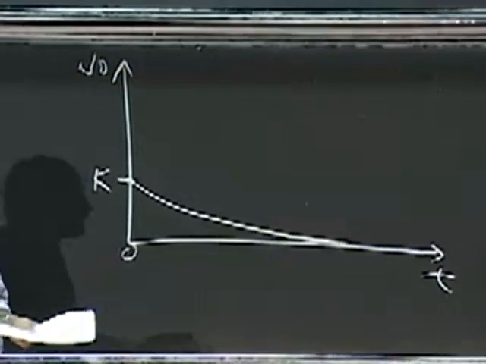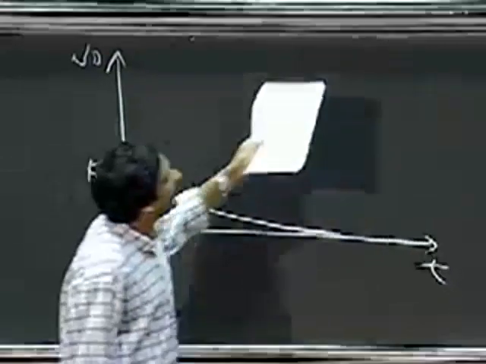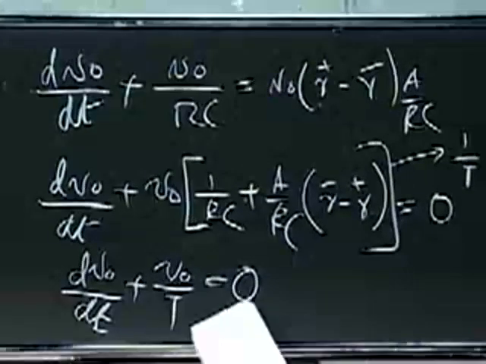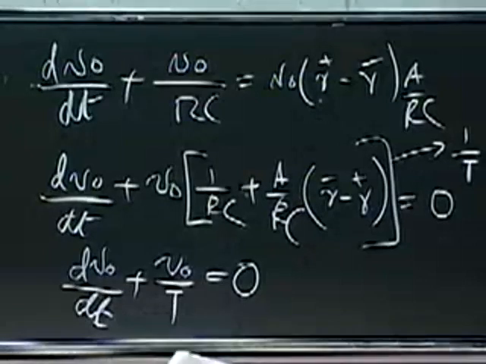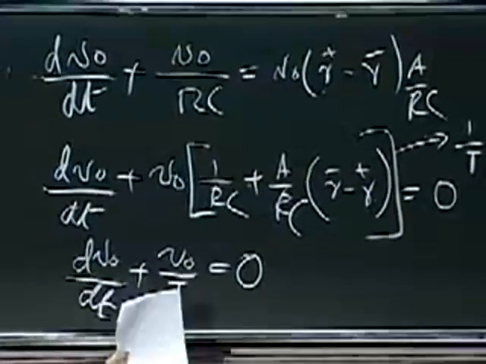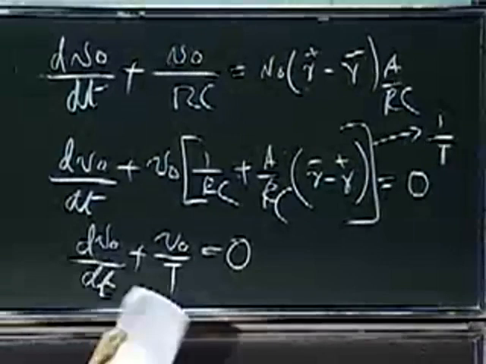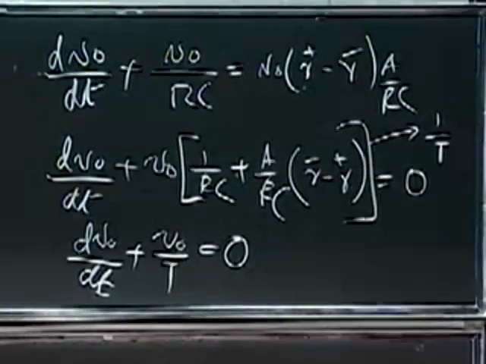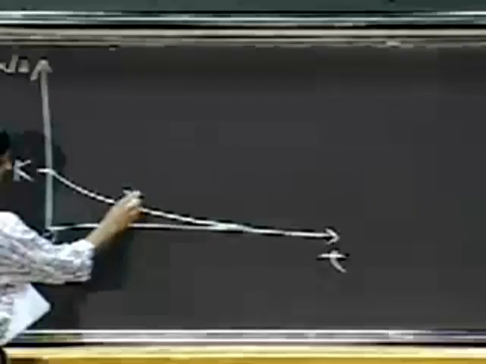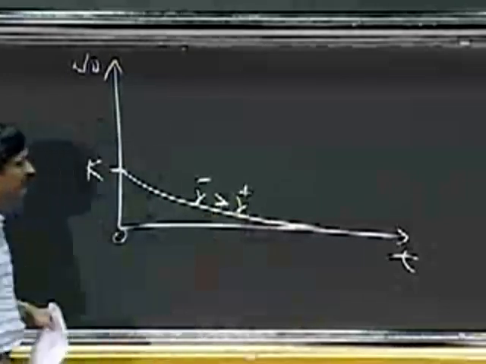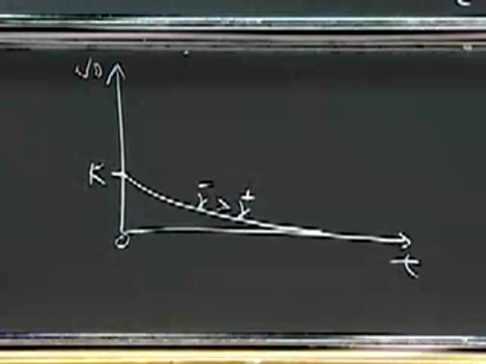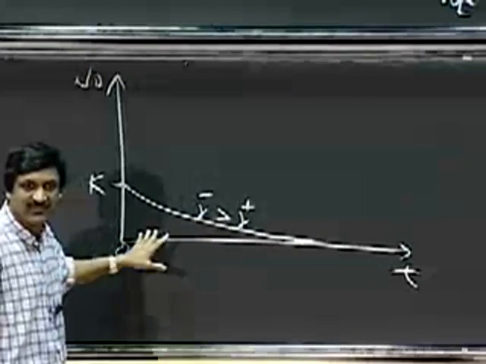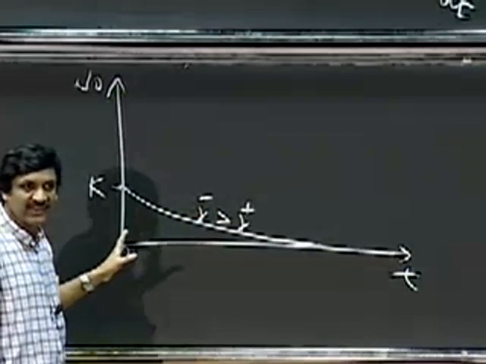When T is positive. And T is positive when this expression is positive. And if A is so large that I can ignore the 1 by RC term, then T is positive when gamma minus is greater than gamma plus. So when gamma minus is greater than gamma plus, I have a stable circuit. This is the good old RC stuff we've seen before. Now things begin to make sense.